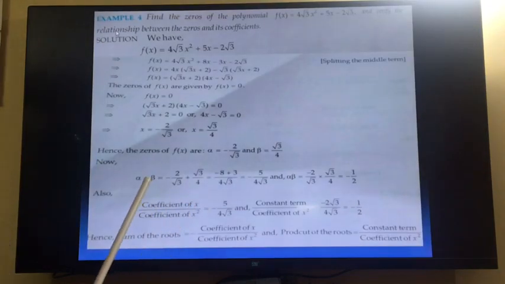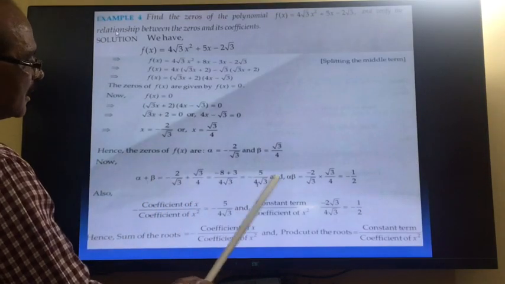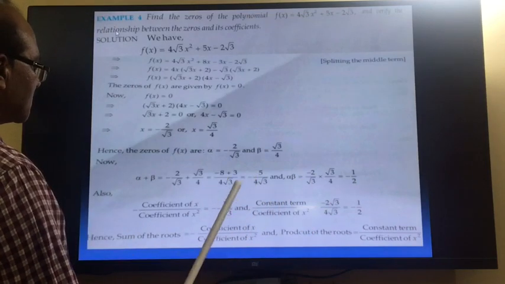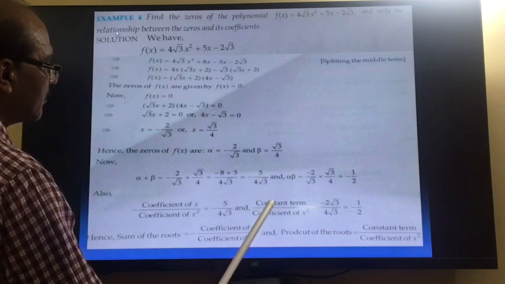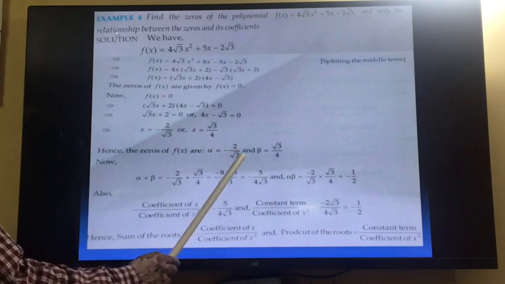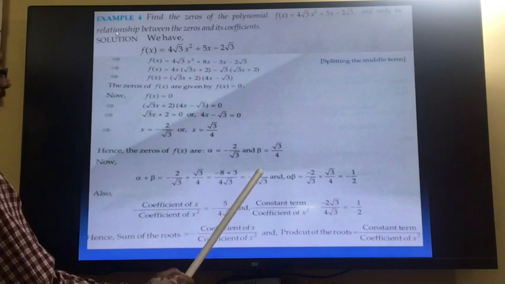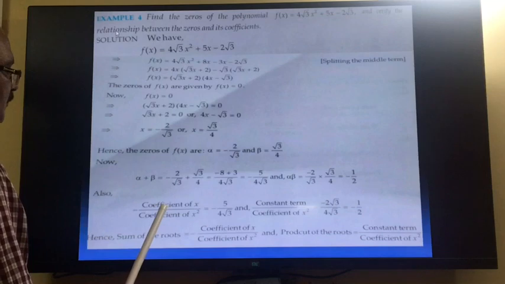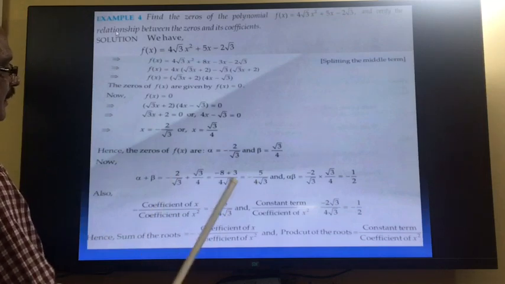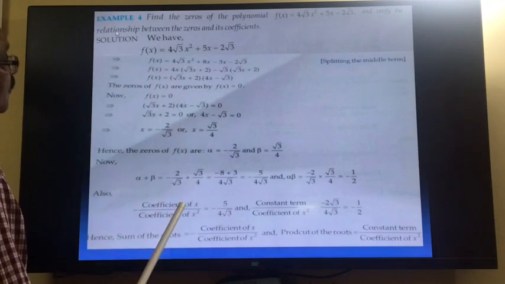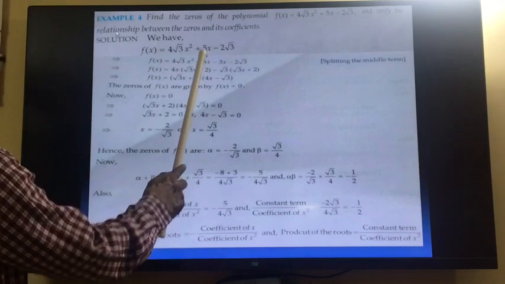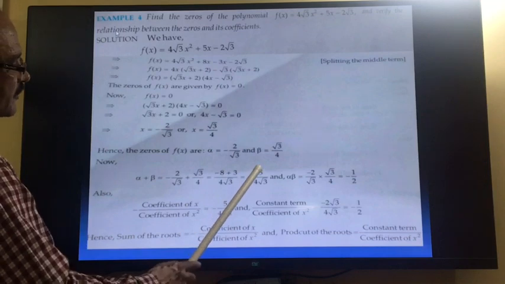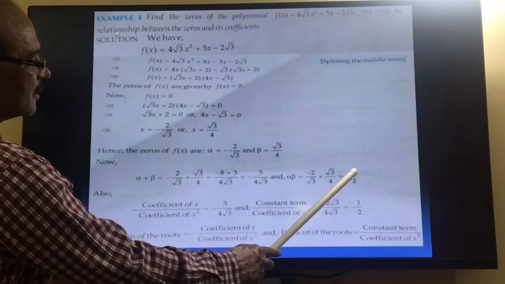So in this case, alpha plus beta is this and alpha beta is this, 1 minus 1 by 2. So this shows this is the value of the constant term here. Minus 5 by 4 root 3, this we can get directly. This we got after adding, and this we can get directly. Coefficient of x is 5 upon coefficient of x square, so 4 root 3. So this is verified. Now here product is minus 1 by 2.